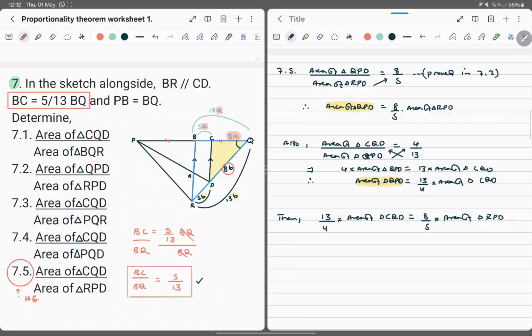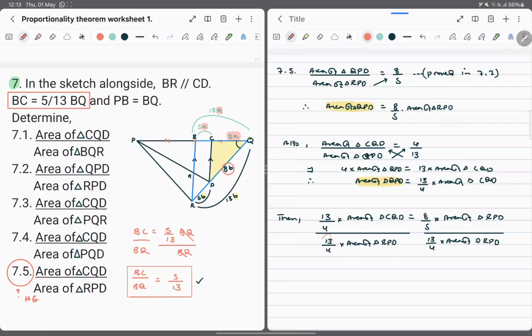So obviously, folks, what is our task here? We want this one below this. So we can divide both sides by, now remember, we want to eliminate this. So we must divide by 13 over 4 times the area of triangle RPD. What we do on the one side, we must do on the other. So it's going to be 13 over 4 times the area of triangle RPD.